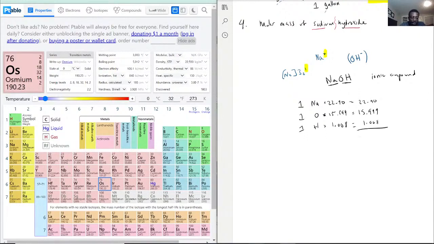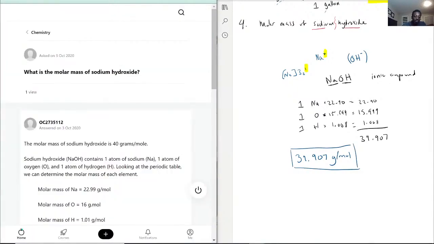You have in total 39.907. So yes, the molar mass of sodium hydroxide is 39.907 grams per mole. Just gotta draw that better. That right there should be the answer.